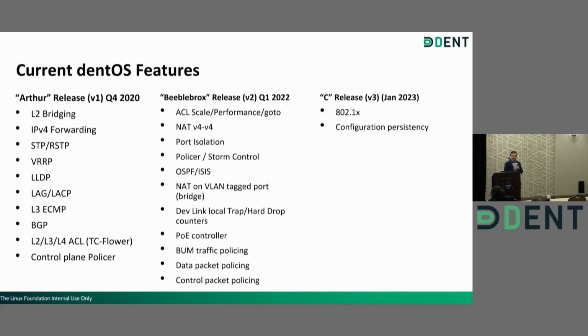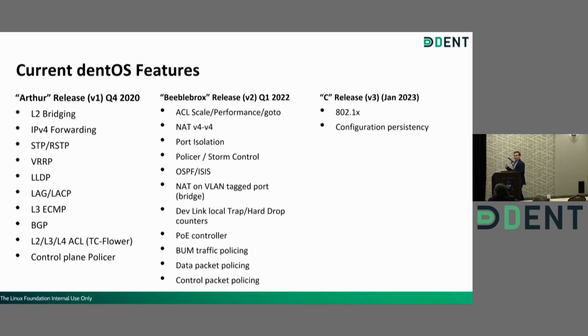And I know it's a bit tricky to understand what's in DENT now, so I compiled a simple table. On the left we have the DENT v1 release and what features were there. It's basically bridging, forwarding, STP, RSTP, VRRP for redundancy, LLDP, LACP, layer 3 ECMP, BGP through FRR. We have the ACLs: layer 2, layer 3, layer 4, and control plane policy.